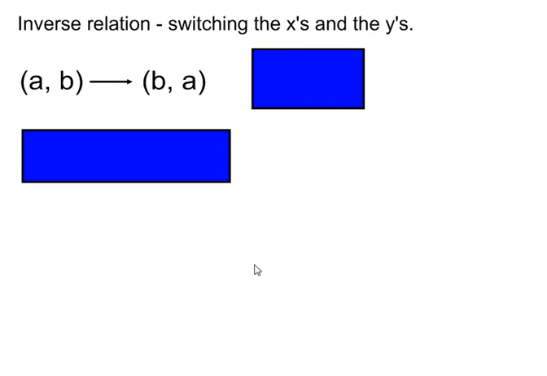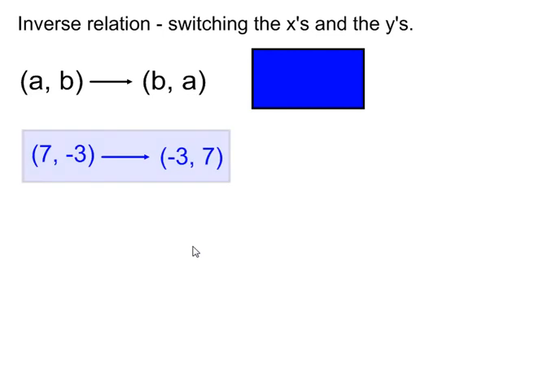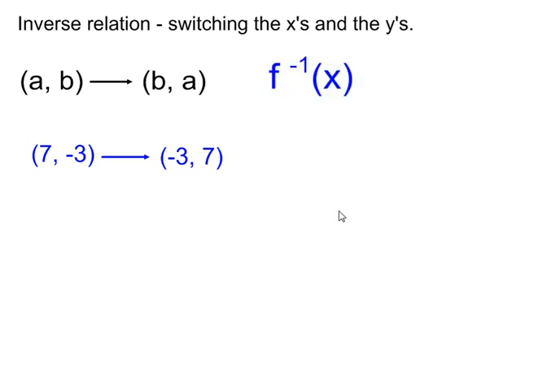The big concept that we're going to discuss in this section is inverse relations and finding inverse functions. To do this, we are going to switch the x's and y's. So if I have an ordered pair a, b, I'm going to change it to b, a. An example could be 7, negative 3 is going to be switched to negative 3, 7. The notation that we are going to use is f to the power of negative 1. We describe this as the inverse of f.